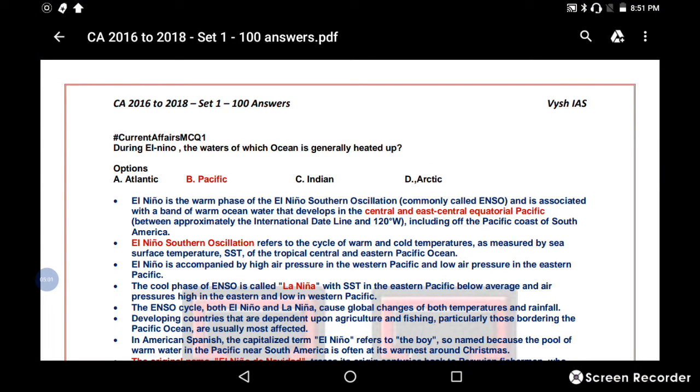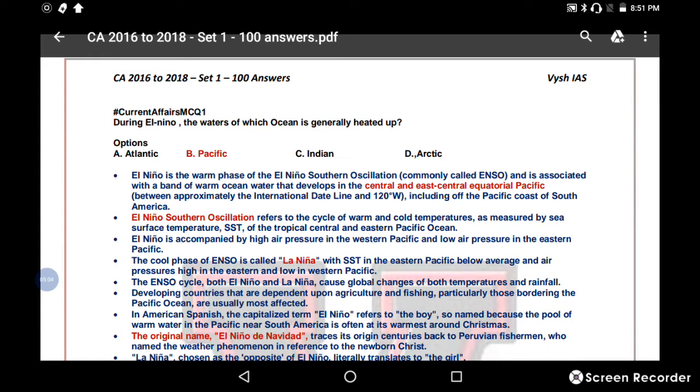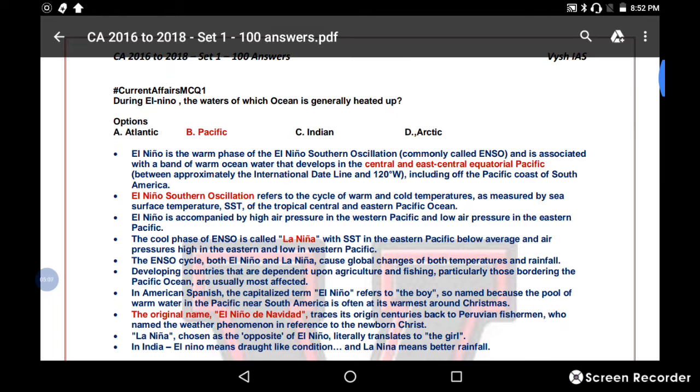So El Nino is in the Pacific. Where in the Pacific? In the central or eastern equatorial Pacific. If I read through everything, it will take time, but I'll tell you. El Nino is the warm phase of the El Nino Southern Oscillation. ENSO is something which UPSC has already asked. I think in the 2017 prelims, UPSC put it as between the Pacific and the Indian Ocean, and because of that that statement was wrong. It should be Pacific and Pacific only.